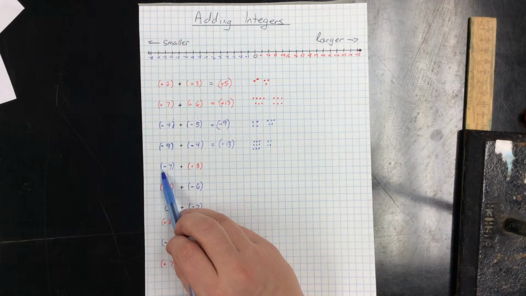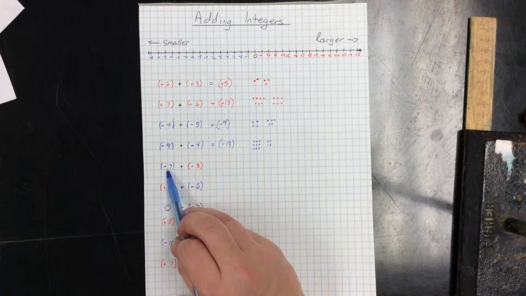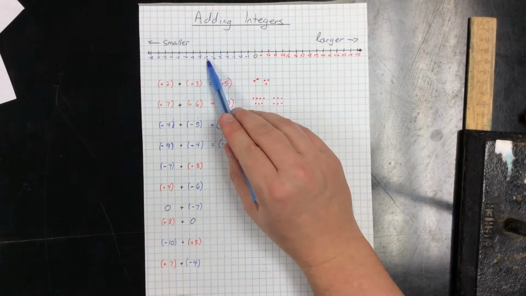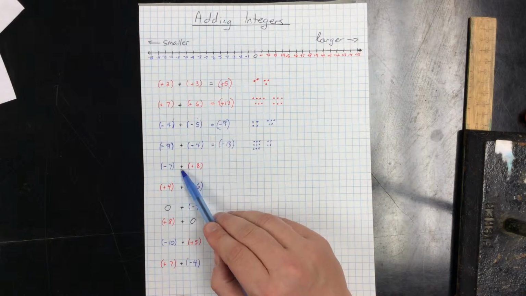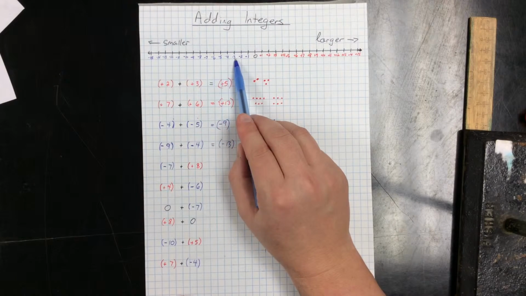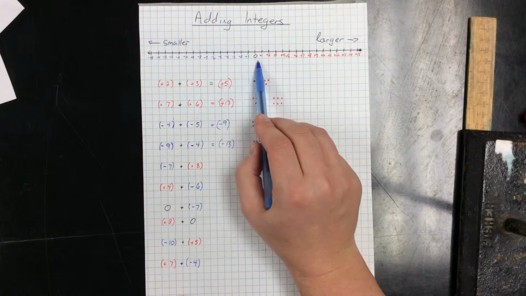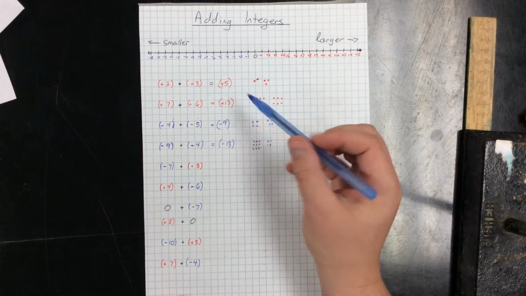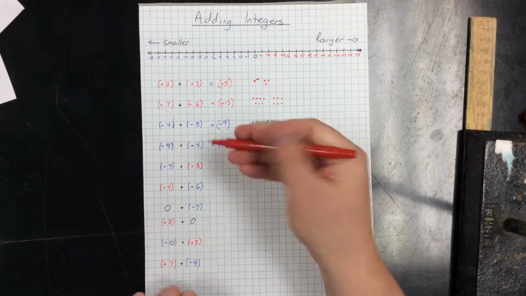It's a little bit different when we have a mixture of positives and negatives. So let's take a look at this one. We're at negative 7, and we get 8 positives. So let's count in the positive direction, 8. 1, 2, 3, 4, 5, 6, 7, 8. We end up at positive 1.